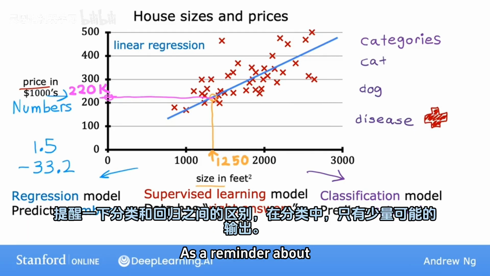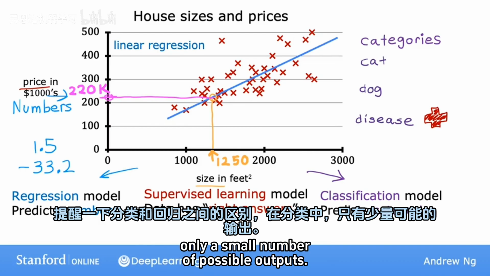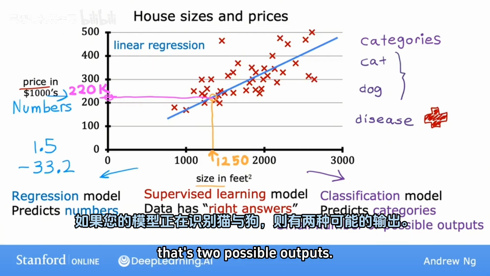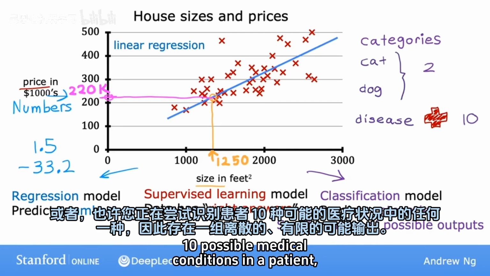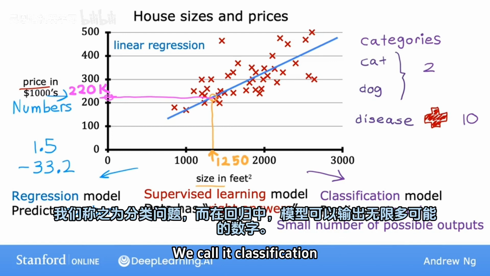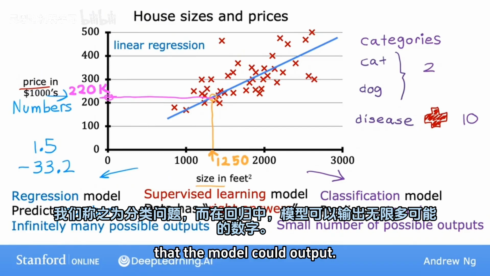So as a reminder about the difference between classification and regression, in classification, there are only a small number of possible outputs. If your model is recognizing cats versus dogs, that's 2 possible outputs. Or maybe you're trying to recognize any of 10 possible medical conditions in a patient. So there's a discrete, finite set of possible outputs. We call it a classification problem, whereas in regression, there are infinitely many possible numbers that the model could output.